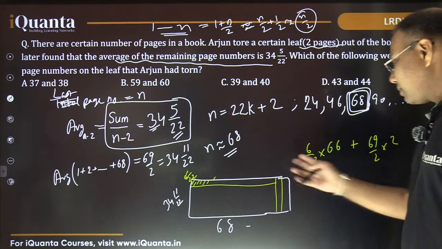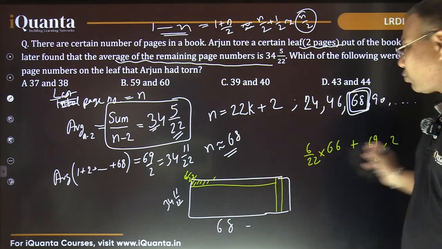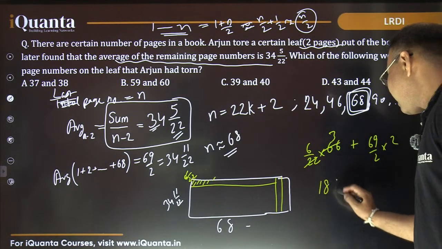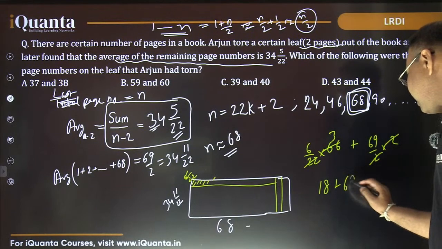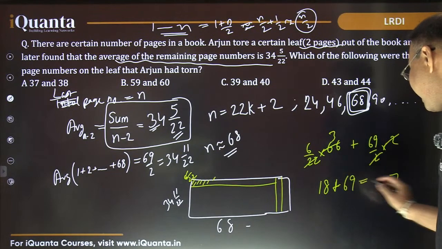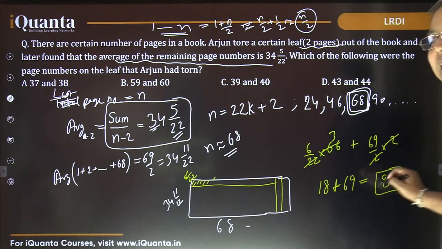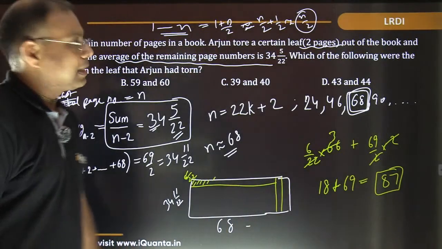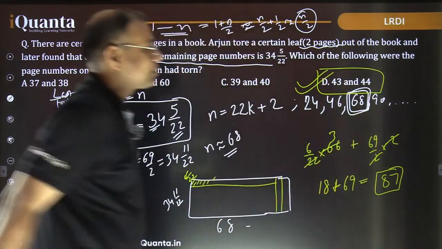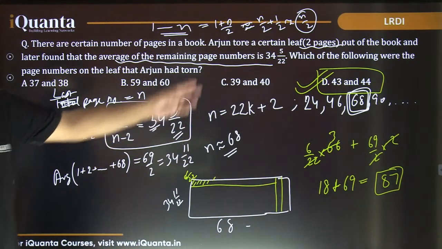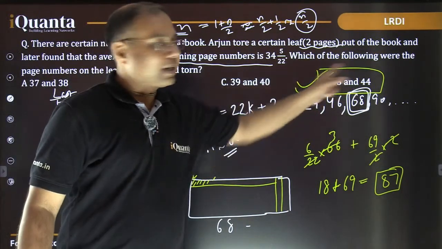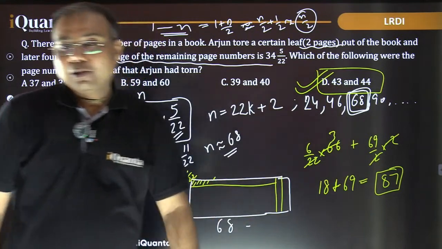from two numbers, right? So that is the sum of the two numbers. Now we can easily calculate: 22 3s are 66, that is 18, plus this is 69. So this total comes out to be 87. So 87 is the sum of those two page numbers. Now option D is certainly the right answer, because we know that the two page numbers are certainly consecutive. So option D, the sum of the page numbers here is 87. So that is the right answer.